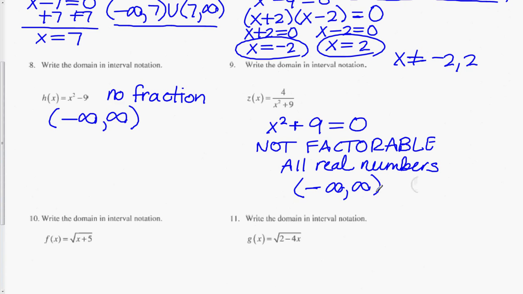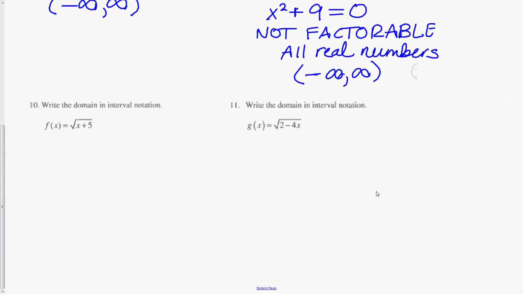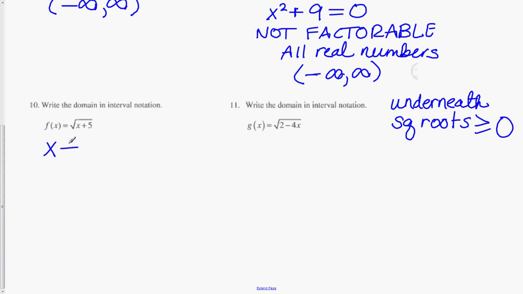Now, something we haven't talked a lot about are square roots. We're going to have a whole chapter on square roots, but let's look at these. The thing with square roots, let's write over here to the side: the underneath part of the square root has to be greater than or equal to 0. It is bad to have a negative under a square root. So this time, I'm not really having to factor. I'm taking the underneath of the square root, setting it greater than or equal to 0, and then I'm going to solve that equation.